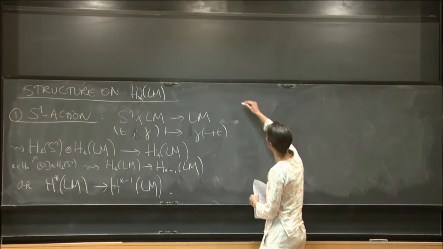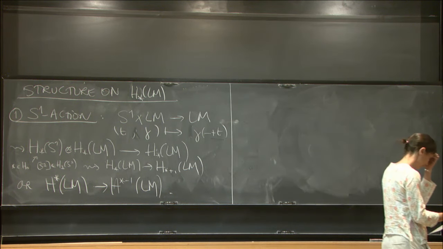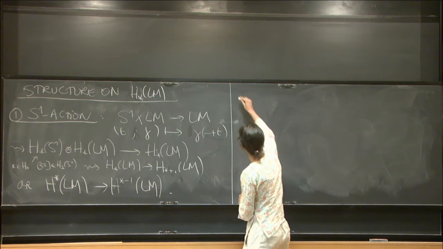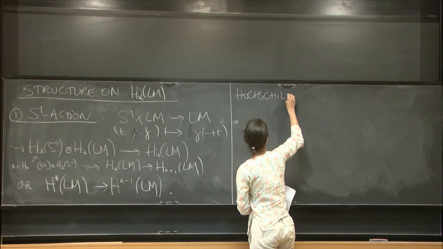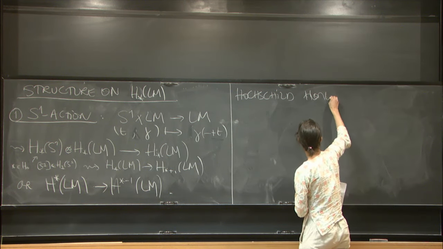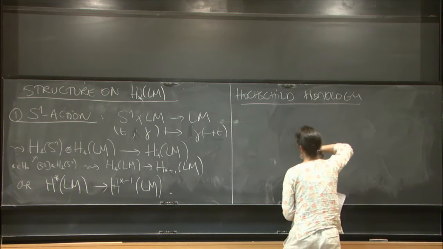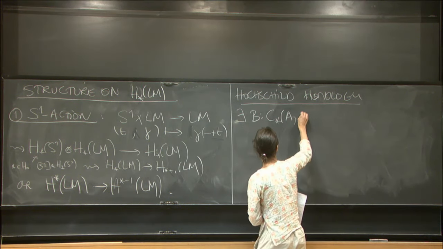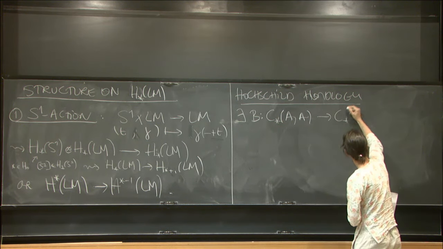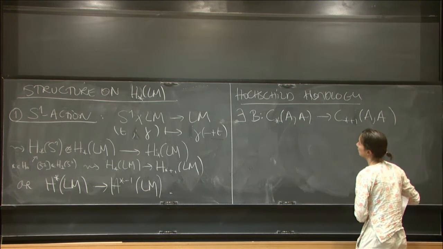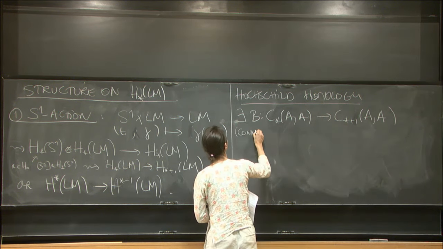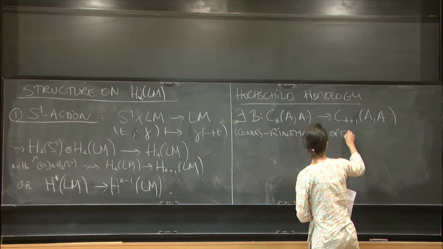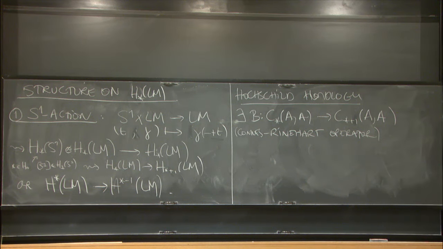And now we had this model for the loop space that was using Hochschild homology. So what do we have there on the Hochschild complex? There's a map called B, usually from C_*(A,A) to C_{*+1}(A,A) for any algebra. This is called the Connes-Rinehart operator. It was discovered by these guys independently.